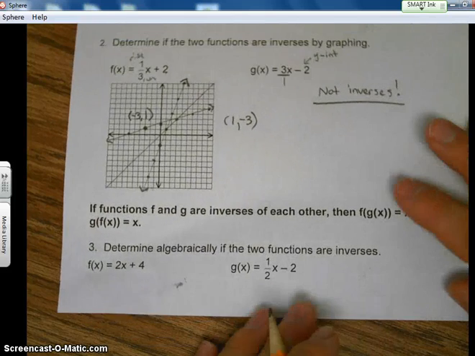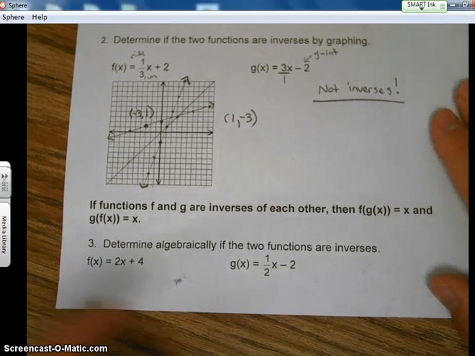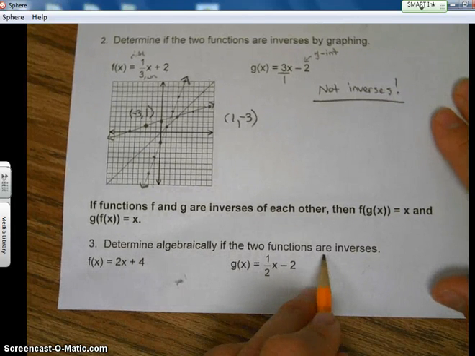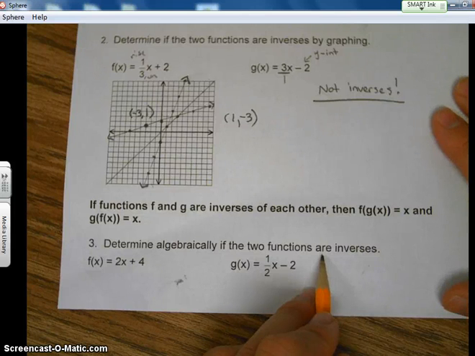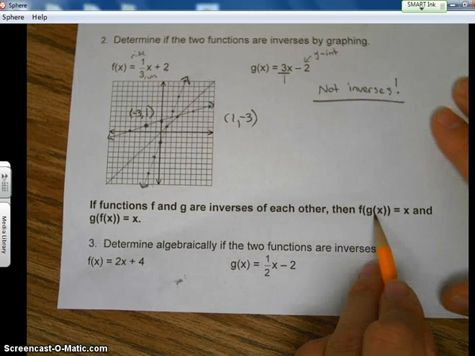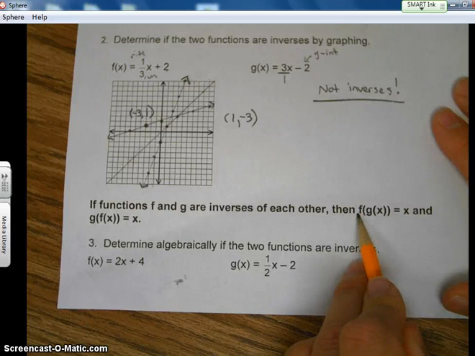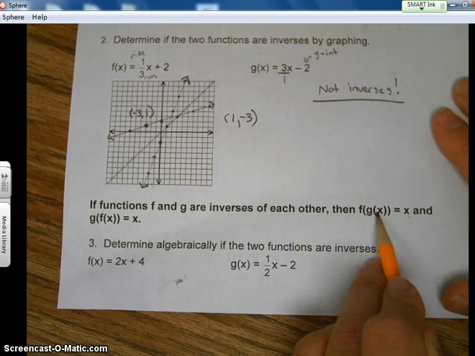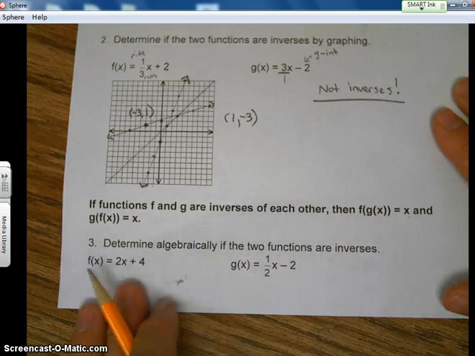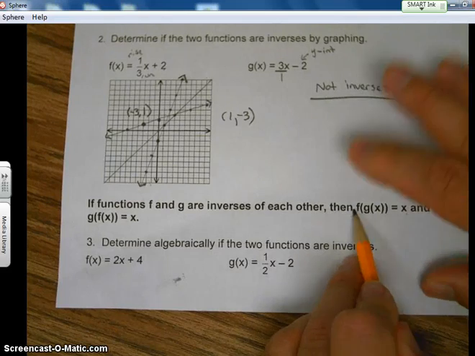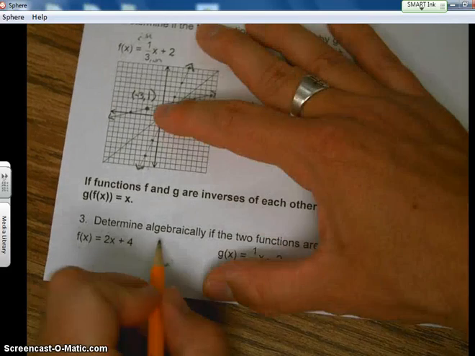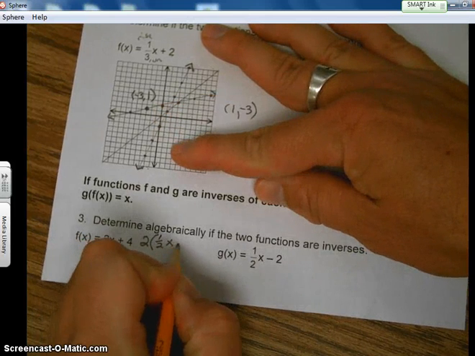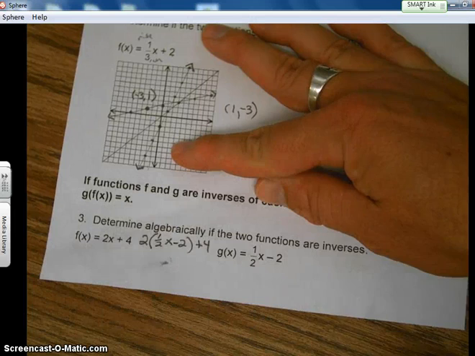Okay, that's graphically. Now we're going to take a look at algebraically. To determine algebraically if the two functions are inverses, we need to do a composition. We're going to plug one function into the other and then simplify it, and if the result is x, then g is the inverse of f. So let's go ahead and do this. Let's plug function g into function f. So here's function f. We're going to plug function g in. And then we're going to simplify.